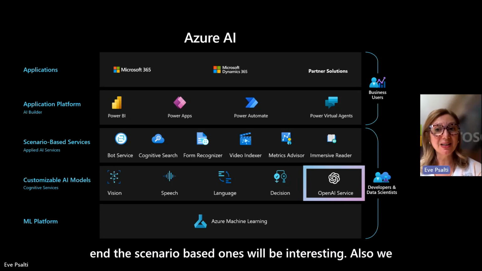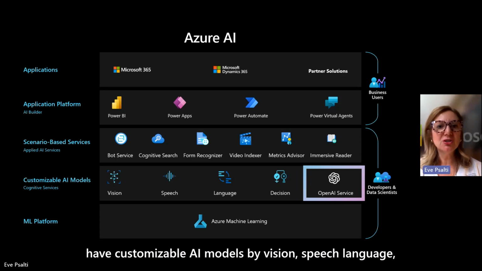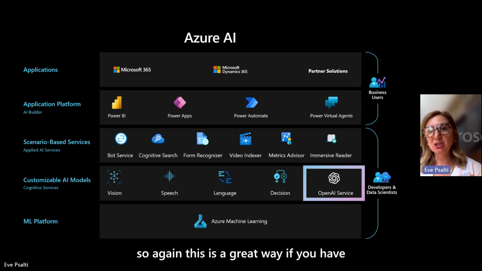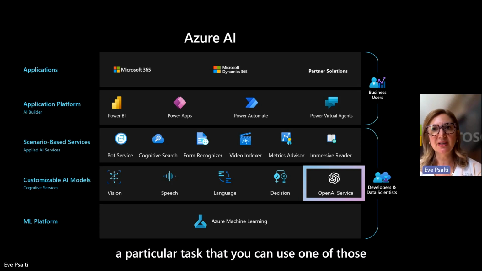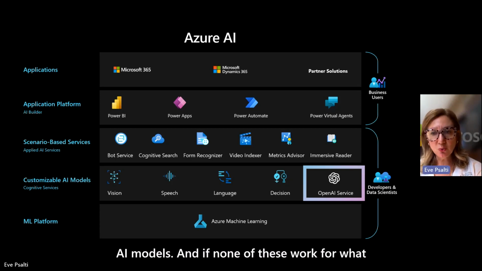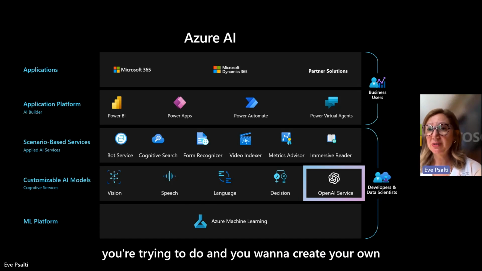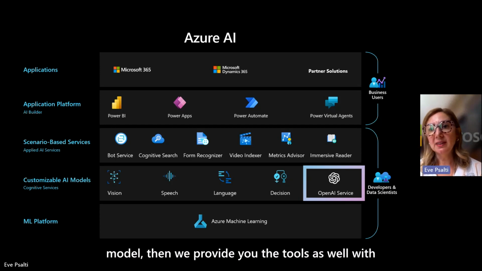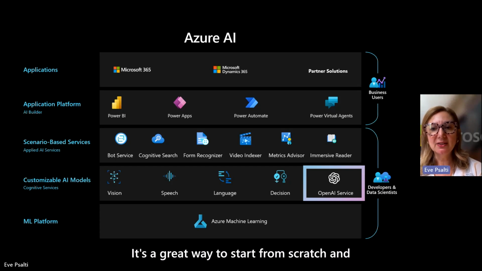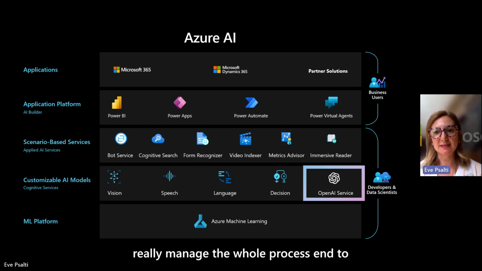Also, we have customizable AI models for vision, speech, and language. So again, this is a great way, if you have a particular task, to use one of those pre-trained but also customizable, API-accessed AI models. And if none of these work for what you're trying to do and you want to create your own model, then we provide you the tools as well with the Azure ML suite. It's a great way to start from scratch and really manage the whole process end to end.